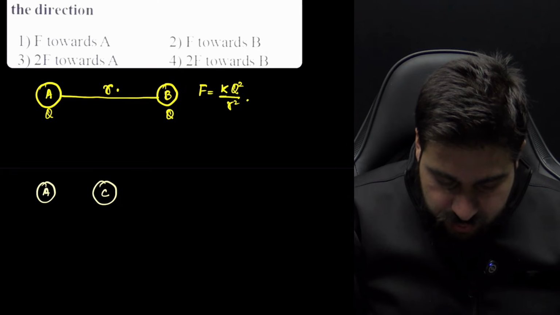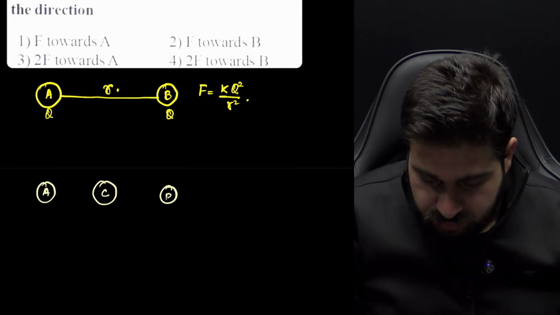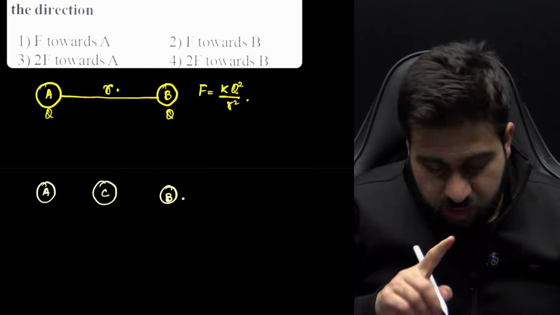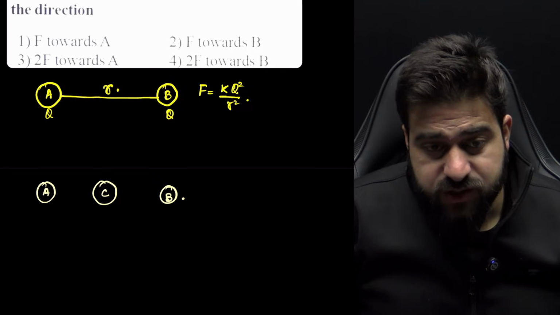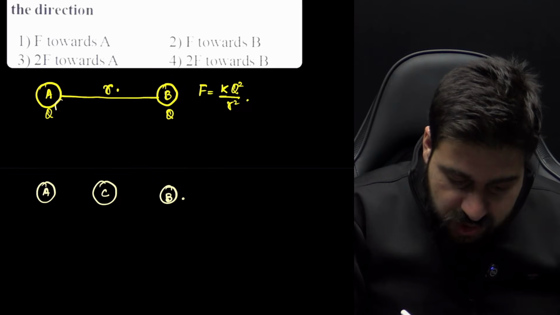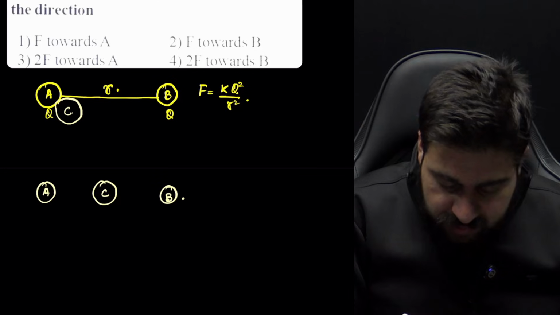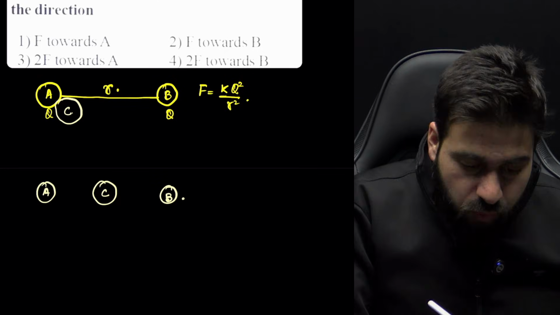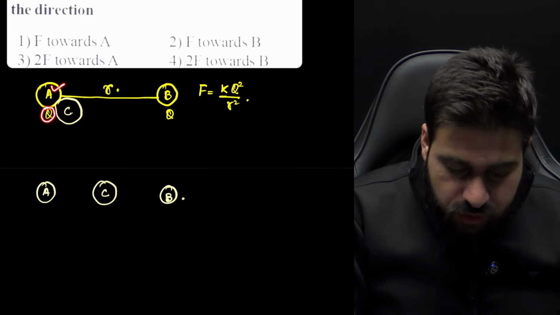So this is going to be A, this is C, and this is going to be B. And one more important thing. When C is touched with A, they will share the charge between each other. This is C, they'll share the charge. What is the net charge here? Q. Q is on this.